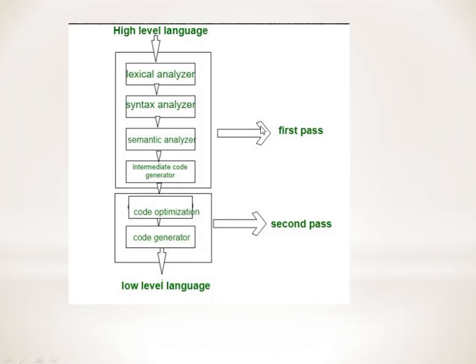So here we can see the first pass and second pass. In the first pass, in the figure earlier we saw the front end. In the front end, the lexical analyzer, syntax analyzer, semantic analyzer and intermediate code generator are the parts of the first pass, which is the front end, and code optimization and code generation are the parts of the second pass, which is the back end.